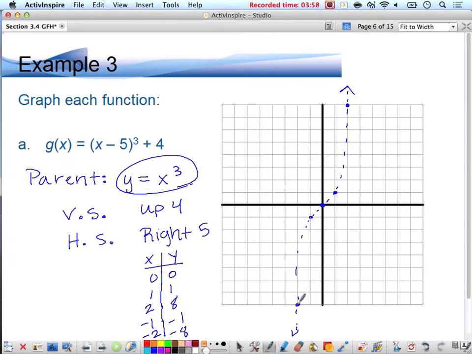So I'm going to start down here, and I'm going to move this point up 4, 1, 2, 3, 4, and to the right 5, 1, 2, 3, 4, 5. This one goes up 4, and over 5. We're here now, kind of the center. Up 4 and over 5. Did that work, or did I miss one? Got it?